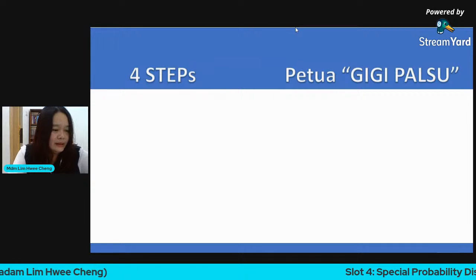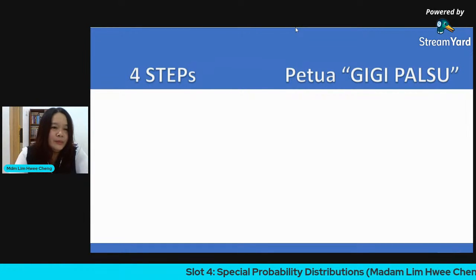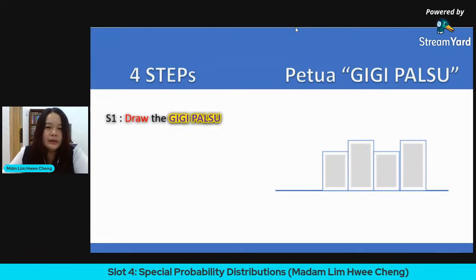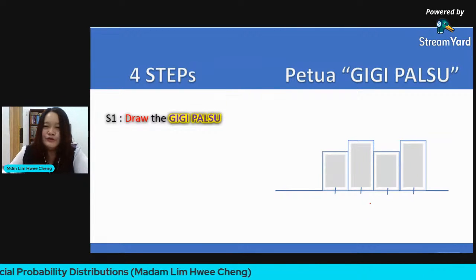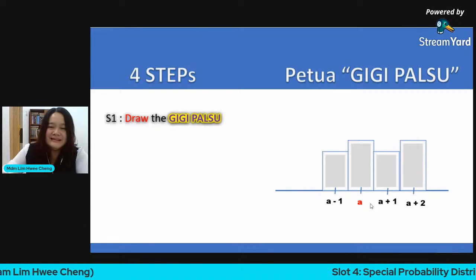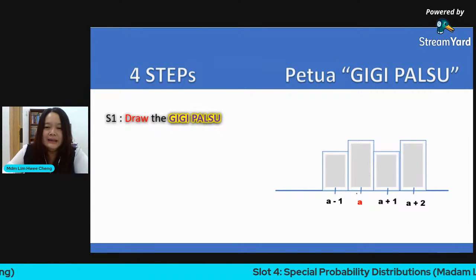Okay, we only need these 4 steps. Step 1, we draw the gigi pulse. We draw as many as you like, but at least 3. Then we must label your gigi: A minus 1, A, A plus 1, A plus 2.